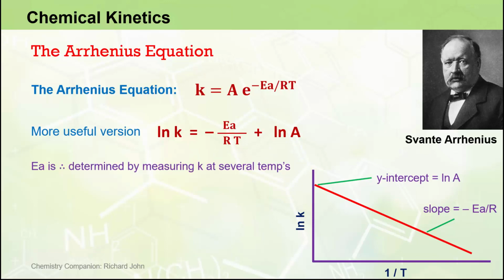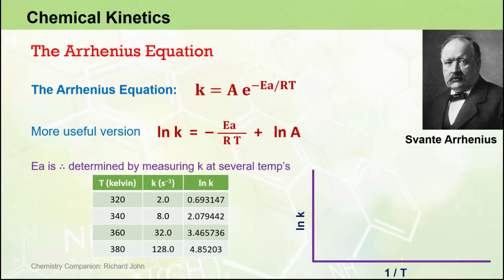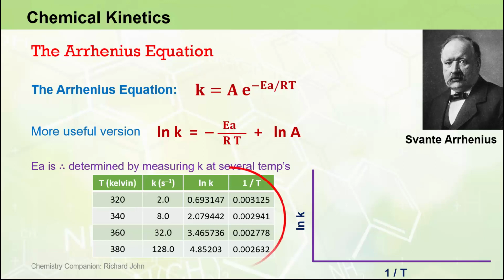We can therefore determine the value of the activation energy Ea by measuring the rate constant k at several temperatures and then plot the natural log of k versus 1 over the temperature, and then we can calculate the value of Ea from the slope of the line that results. So for example, we could measure the value of k for a particular reaction at a series of different temperatures, take the natural log of those k values, and take the inverse or reciprocal of the temperature values, and then plot these values against each other on the graph on the right-hand side, and then find the slope of the line to allow calculation of the activation energy Ea.